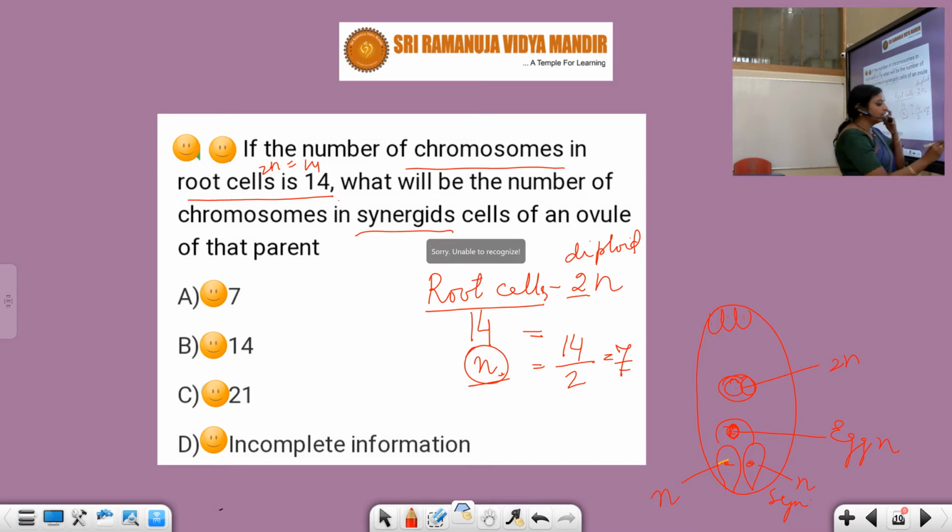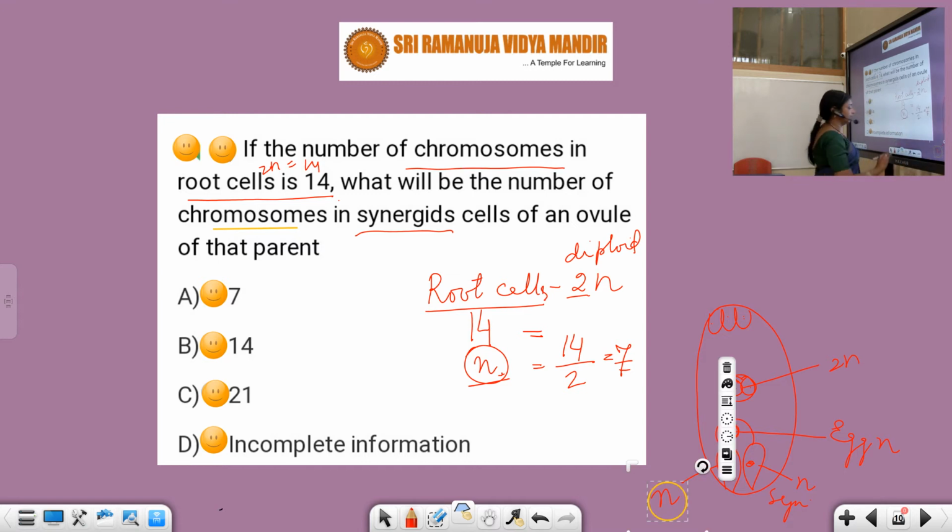So what is the question? If the number of chromosomes in root cells is 14, what will be the number of chromosomes in synergids? Each synergid has 7. So the answer is 7. If it is a single synergid, then the answer is 7 because synergid is in n condition. So the answer here is 7.